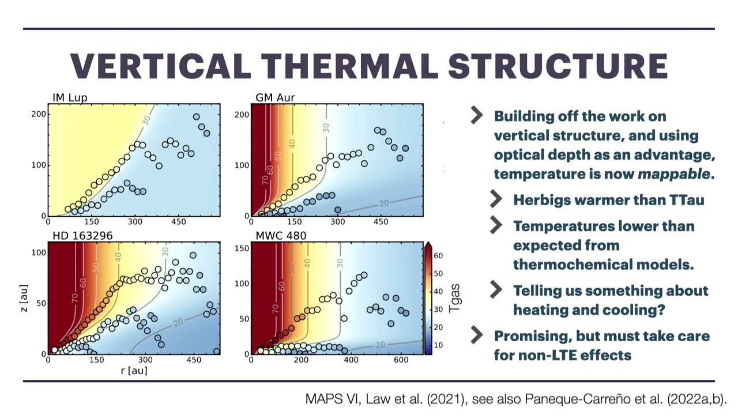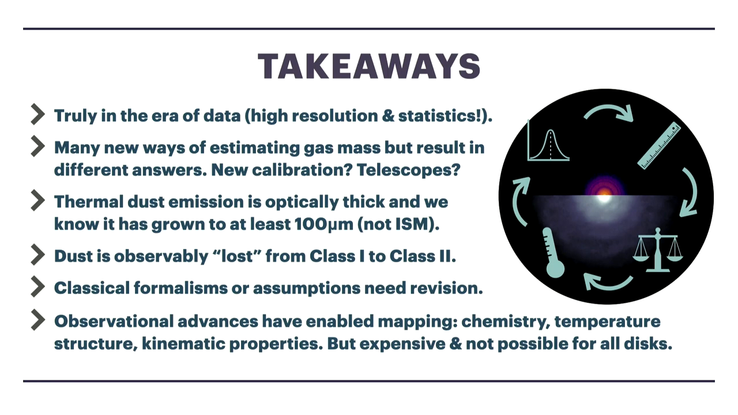All right, so I kind of rushed through that, so I'll give you some takeaways. As I said in the beginning, we're truly in the era of data. We have beautiful high-resolution observations. We have beautiful statistics. And there's tons of theoretical work that's been done to interpret this. Lots of new ways of estimating gas mass, but often the results vary strongly with the different parameter or method you use. So we need better calibration across them, or we need new telescopes, essentially.